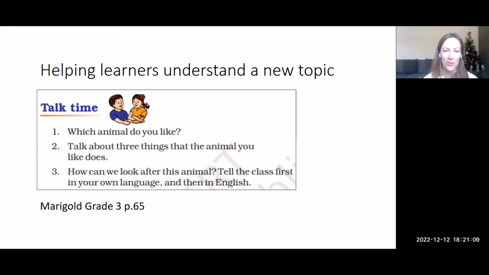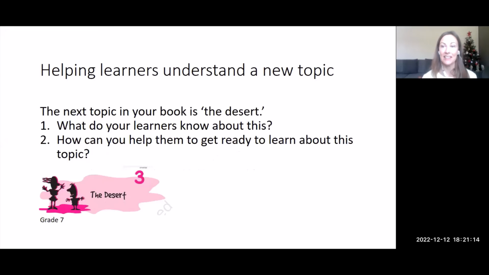Okay, so another question for you. Imagine the next topic in your course book is the desert. So my questions for you are, what do your learners know about the desert? So this is from one of the grade 7 course books in India. What do they know about this already? How can you get them ready to learn about this topic? Because they're going to be learning about it in English. So any ideas? How would you get them ready to learn about it?